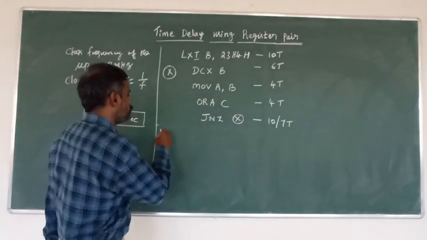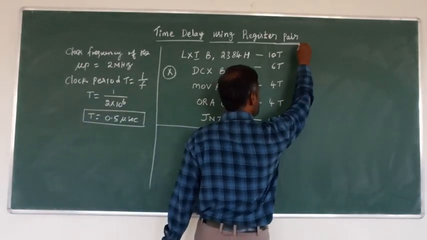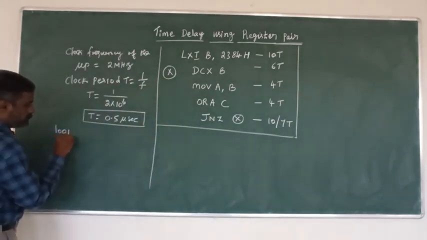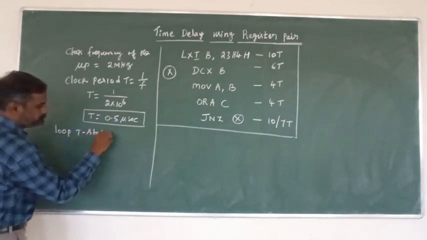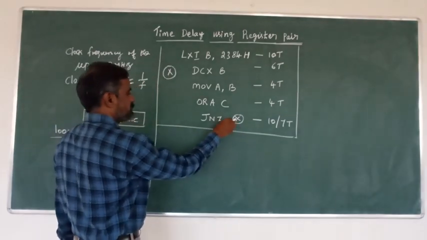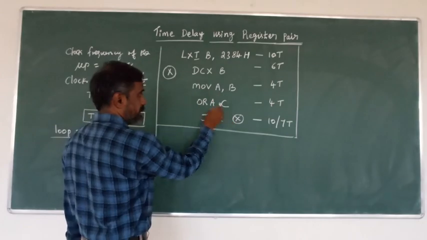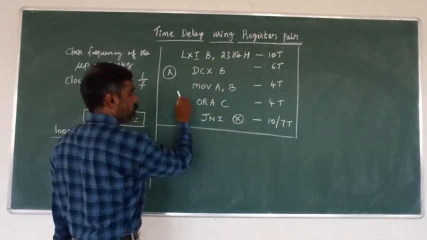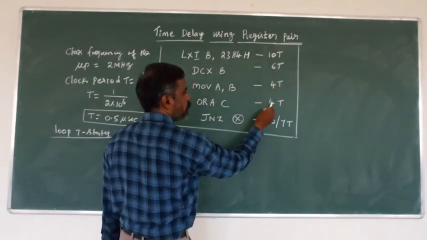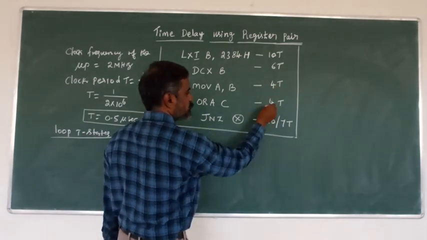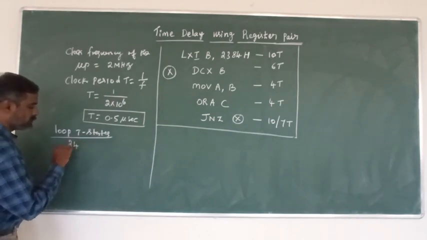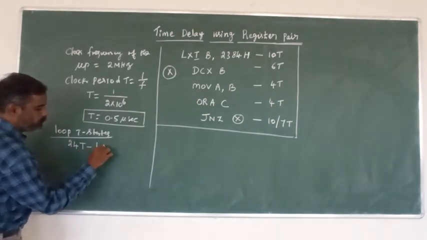Okay. Now to calculate the loop T states. The loop is required between DCX B and JNZ. How many T states does this loop require? 6, 4, 4, 10. That is 10, 20, 24 T states required to execute the loop. Okay, 24 T states for the loop.